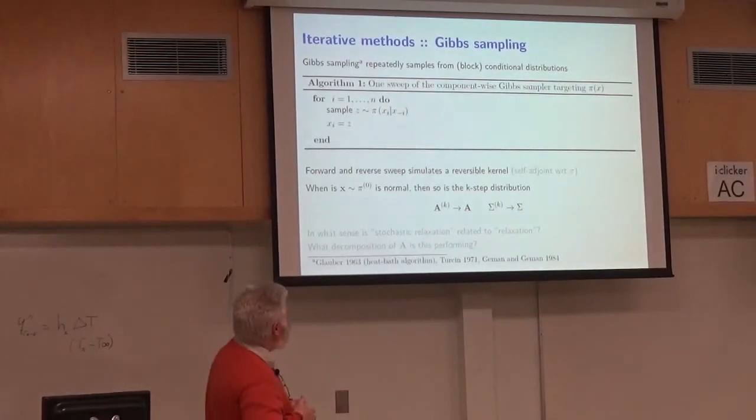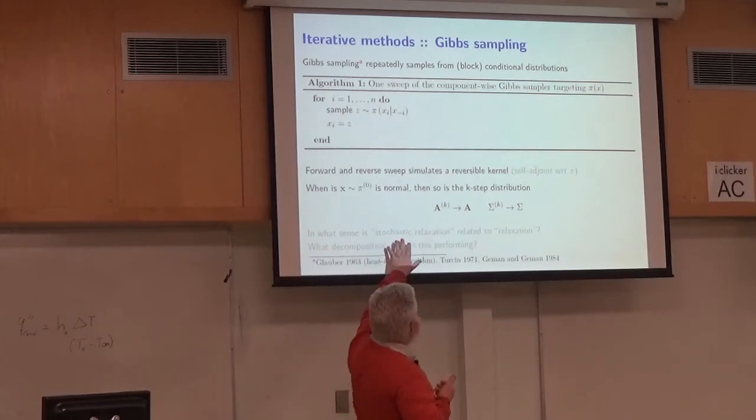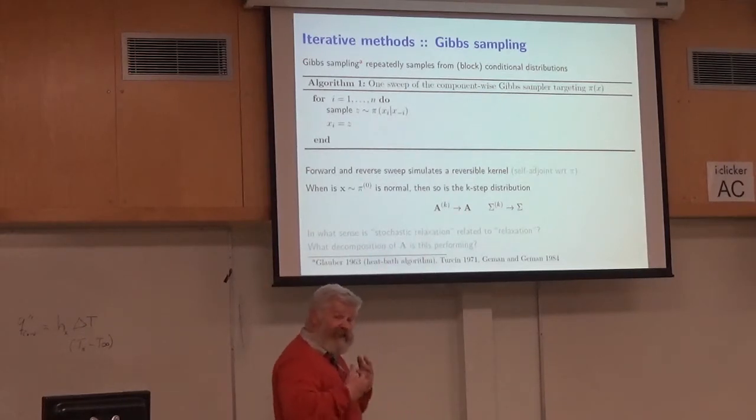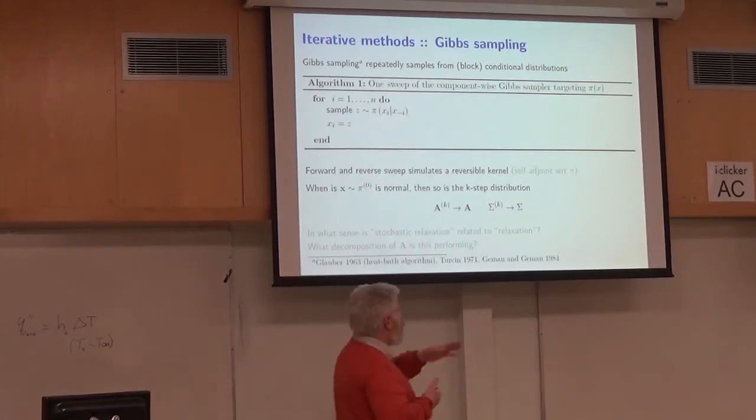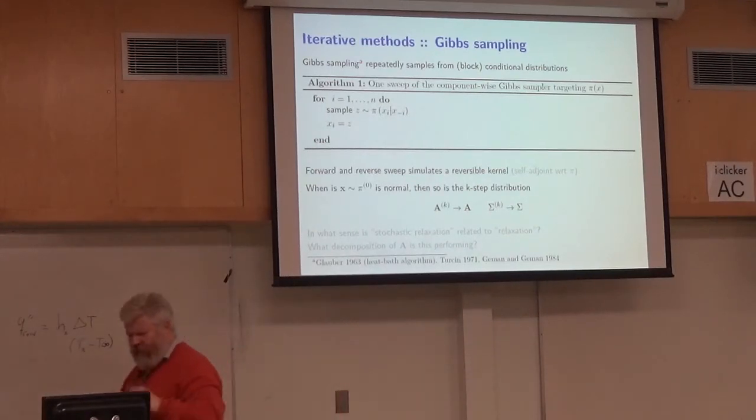So that's a Gibbs sampler. And there's lots of things you might ask about that. One of the things that got me into this business is that in statistics, in the early papers, this was referred to as stochastic relaxation. In numerical methods, we have a notion of relaxation as a technical term. And I was curious whether those two things were related. It turns out they're identical. That's what I'll show you.